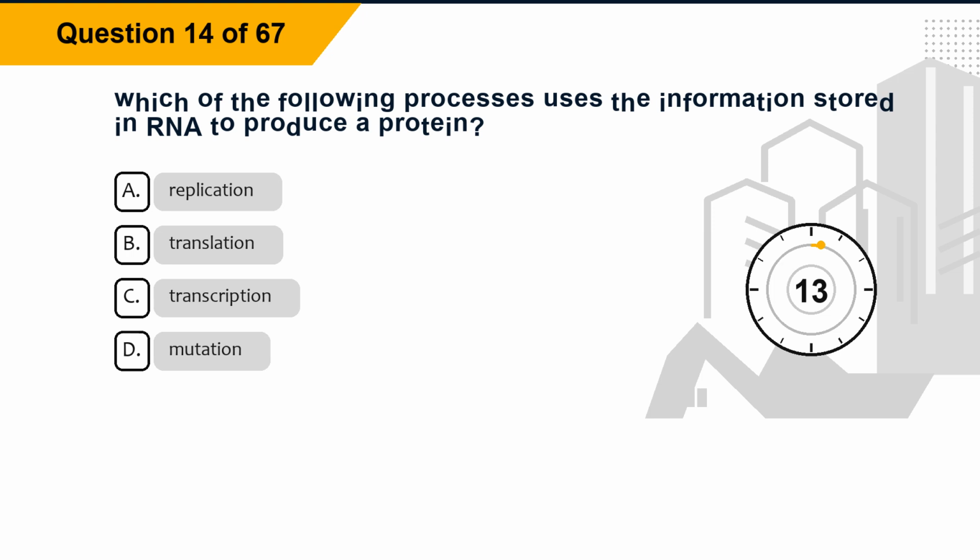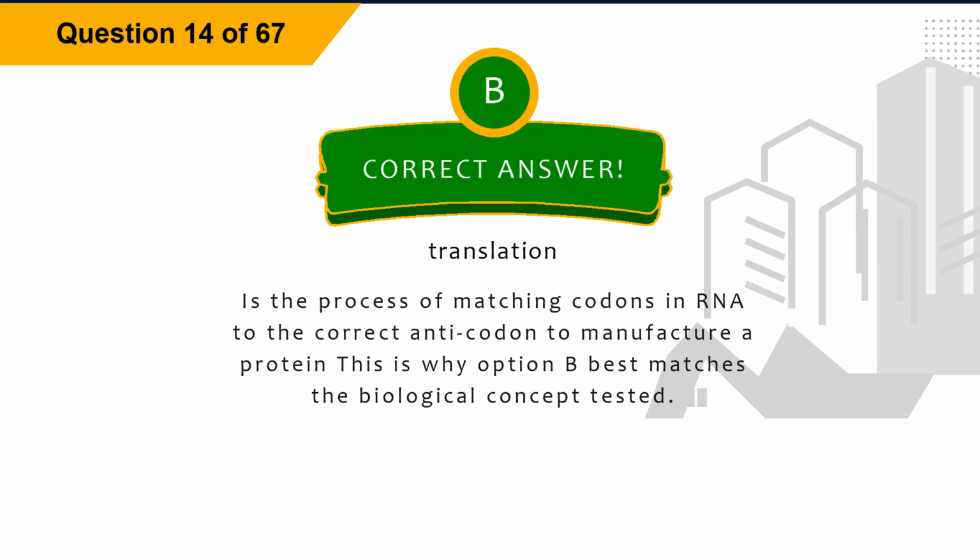Question 14. Which of the following processes uses the information stored in RNA to produce a protein? Option A, replication. Option B, translation. Option C, transcription. Option D, mutation. The correct answer is option B, translation. Explanation. Translation is the process of matching codons in RNA to the correct anticodon to manufacture a protein. This is why option B best matches the biological concept tested.